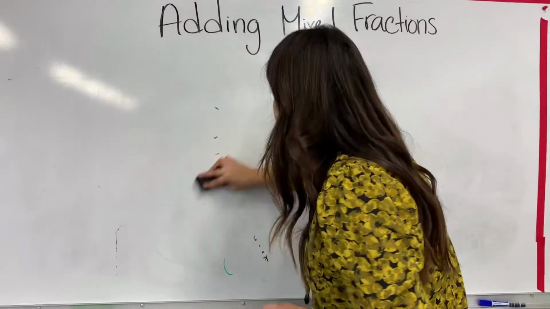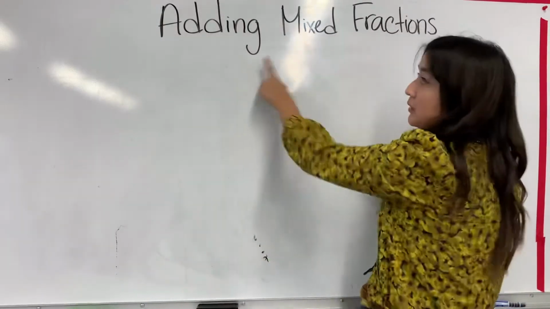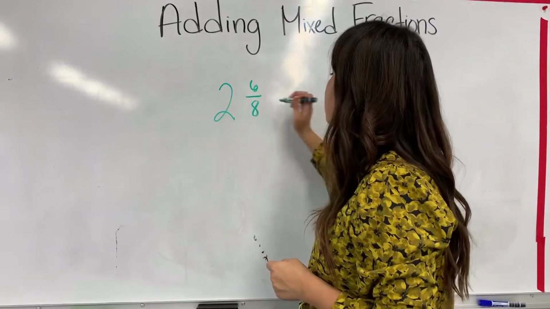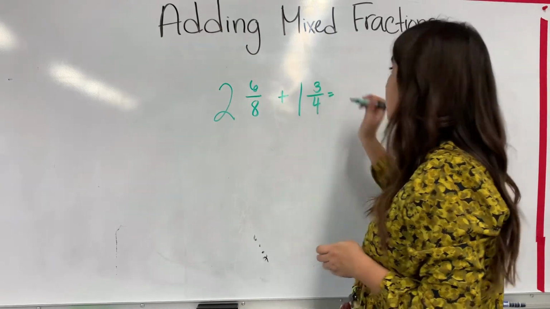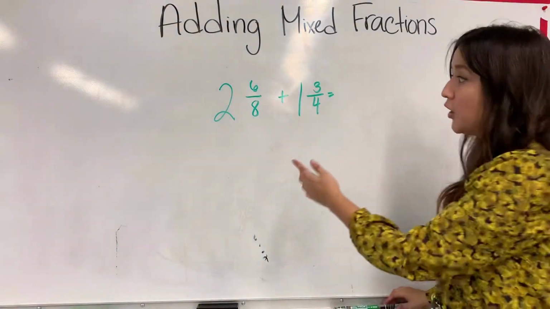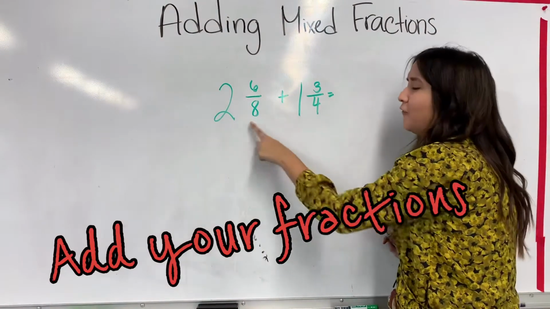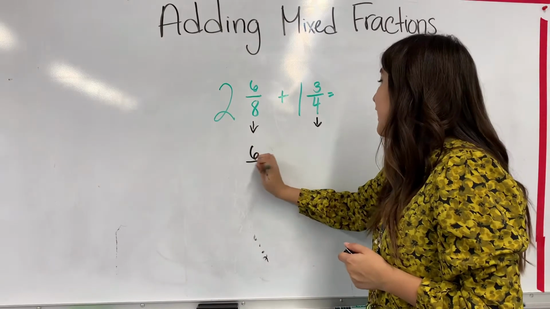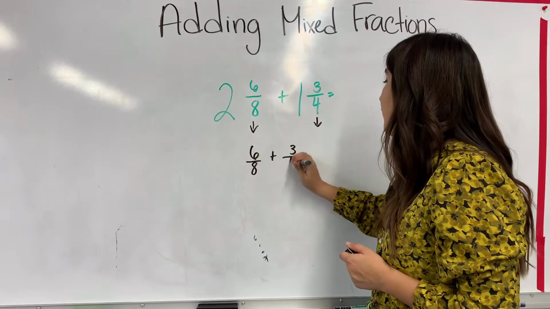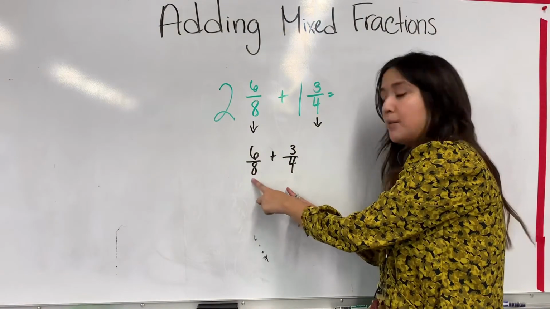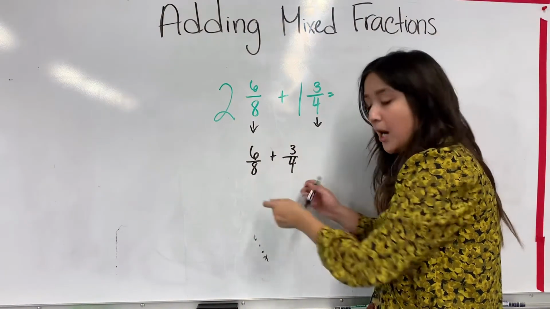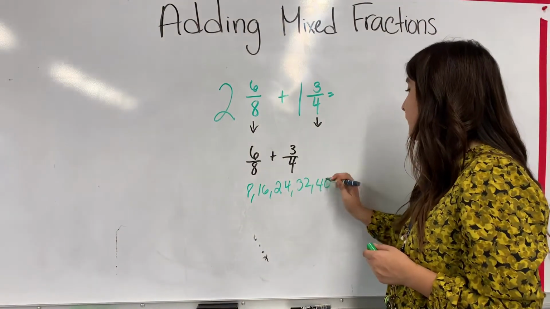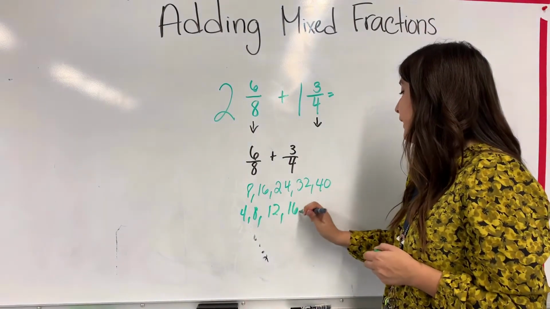So this is a different problem, but we're still adding mixed fractions. So we have 2 and 6 eighths, plus 1 and 3 fourths, okay? What do we do first? We add our fractions first. So go look at your fractions. 6 eighths plus 3 fourths. Different denominators means we skip count to find a common denominator. So we have 8, 16, 24, 32, 40. We have 4, 8, 12, 16, 20.